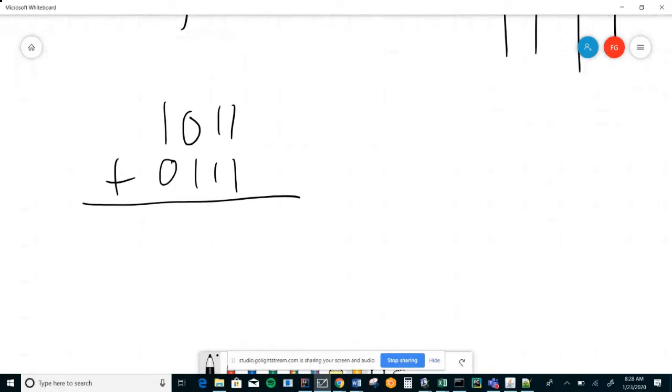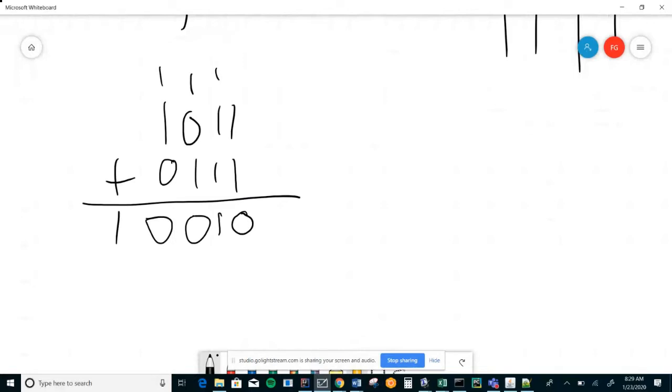Okay. 1 plus 1. Well, I have to write a 0 and carry a 1. 1 plus 1 plus 1. Well, that's going to be a 1 and carry a 1. Then 1 plus 1 is going to be 0, carry a 1. And then 1 plus 1 is going to be 0, carry a 1.